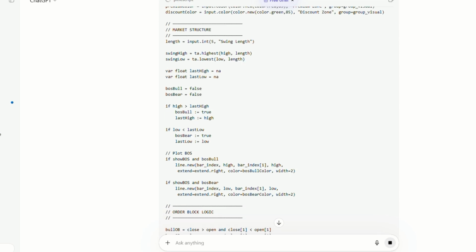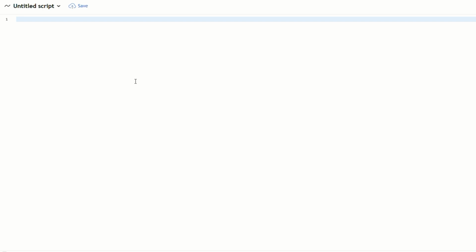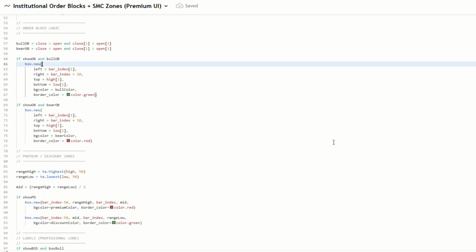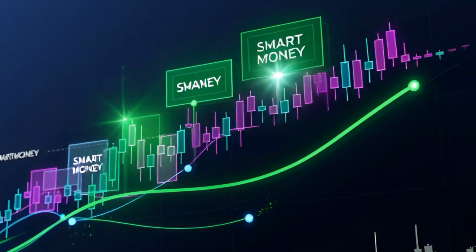See the magic. The AI just wrote the entire trading algorithm for you. You just copy the code, paste it into the Pine Editor tab at the bottom of TradingView and add it onto your chart. Your product is perfectly ready. Your algorithm is done. But how do global traders actually pay you for this?